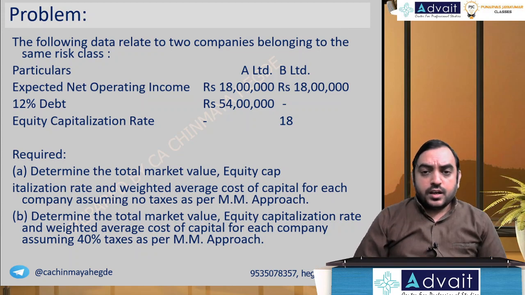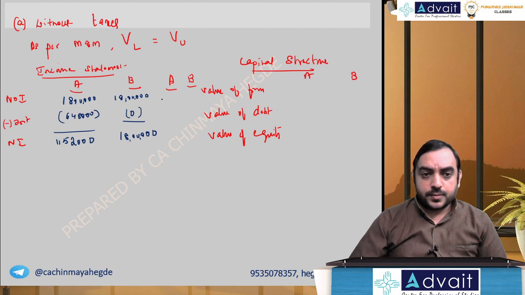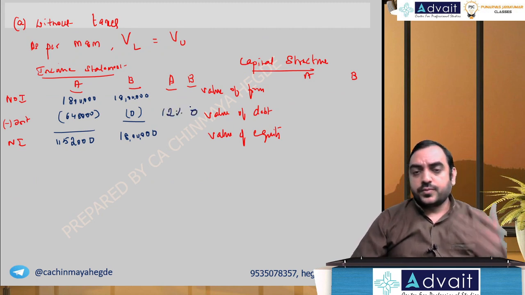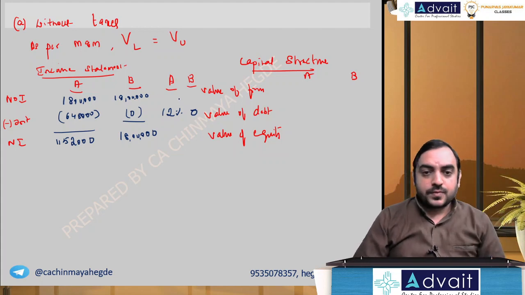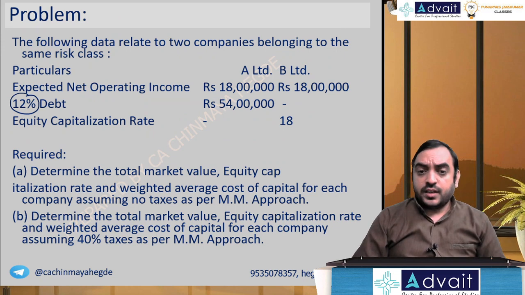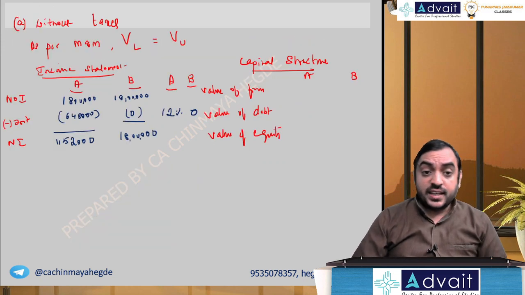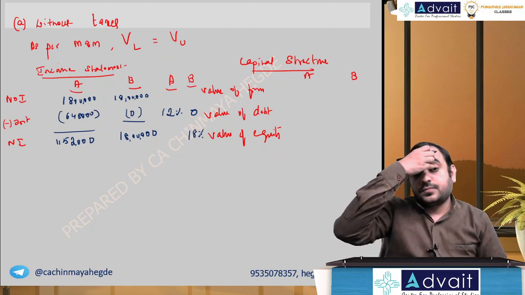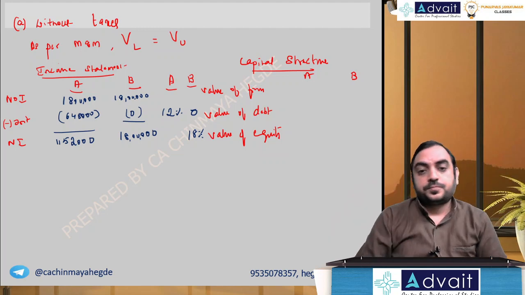Okay. For A Limited, we have 12% debt. B Limited, nothing. Zero. Because they don't have debt. And A Limited has an equity capitalization rate. B Limited has equity capitalization of 18%. Equity capitalization, B Limited. That is the cost of equity, 18%. I don't know for A how much it is.